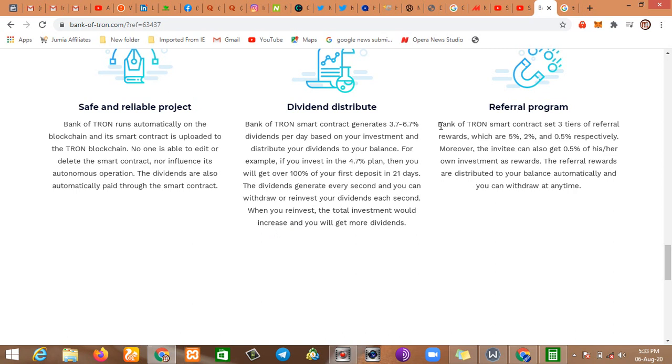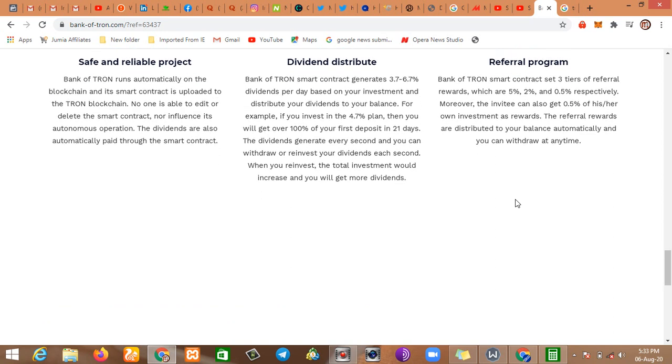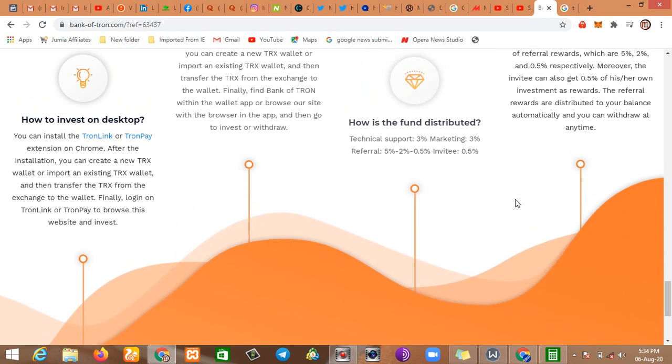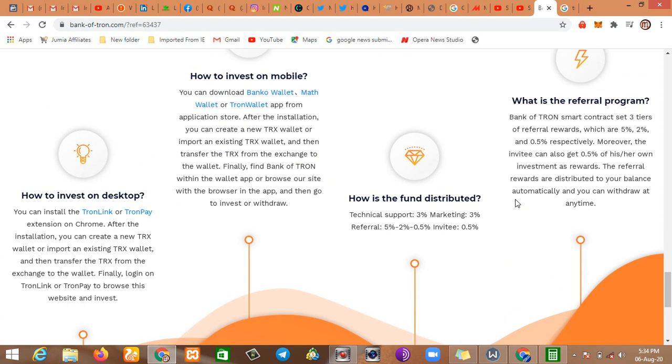Referral program. Bank of Tron smart contract sets 3 tiers of referral rewards, which are 5%, 20% and 0.5% respectively. Moreover, the invitee can also get 0.5% of his or her own investment as reward. The referral rewards are distributed to your balance automatically, and you can withdraw it anytime. Okay, so that's a whole lot of notes I read over there.